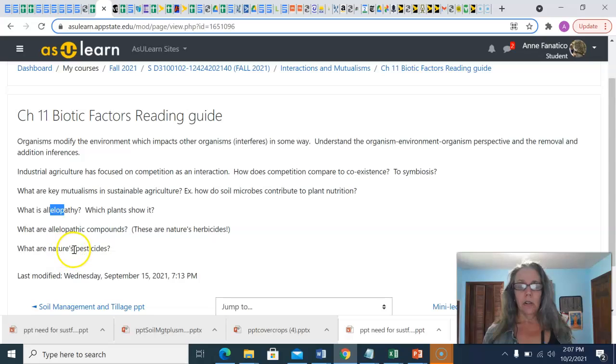The book didn't talk as much about nature's pesticides, but we talk about it in our mini lecture, because these are secondary plant compounds that help protect the plant, since the plant can't run away from herbivores.